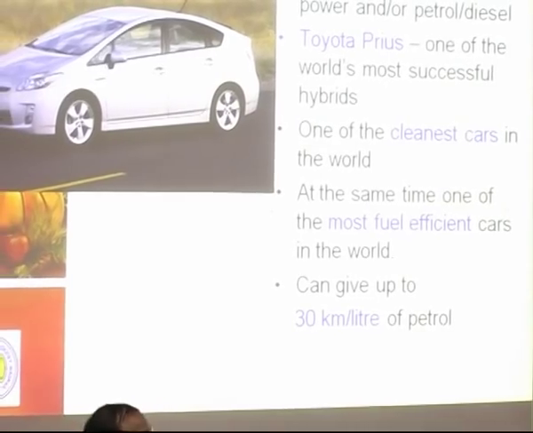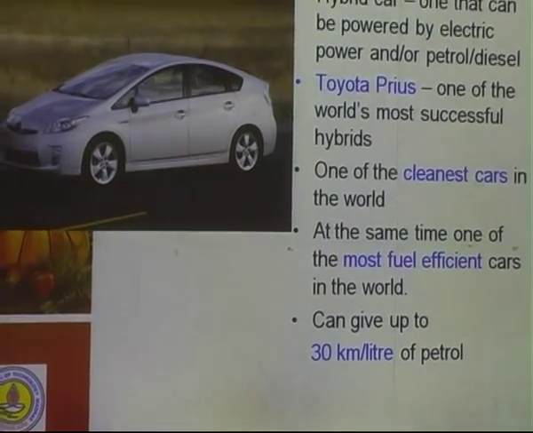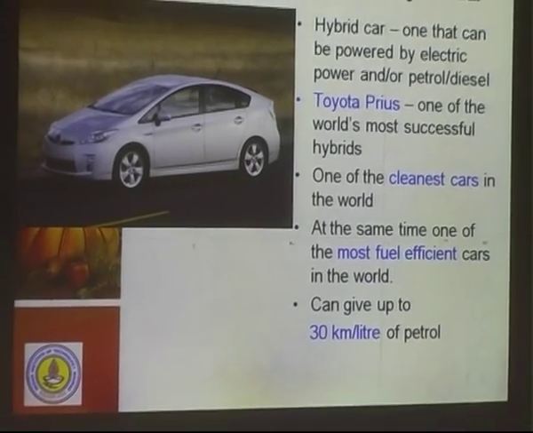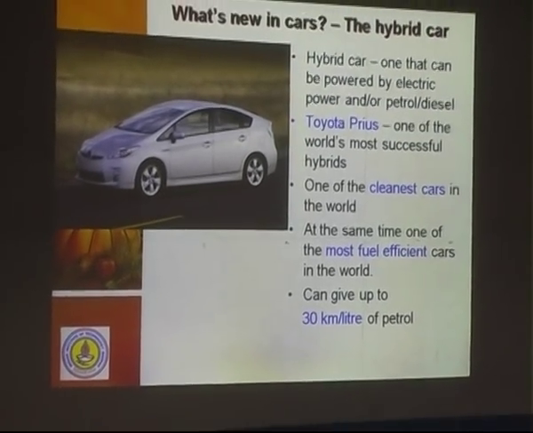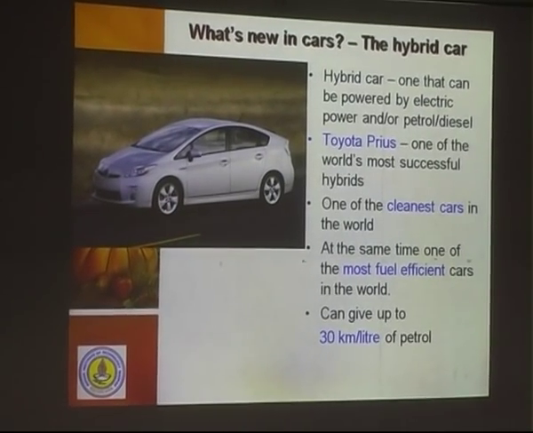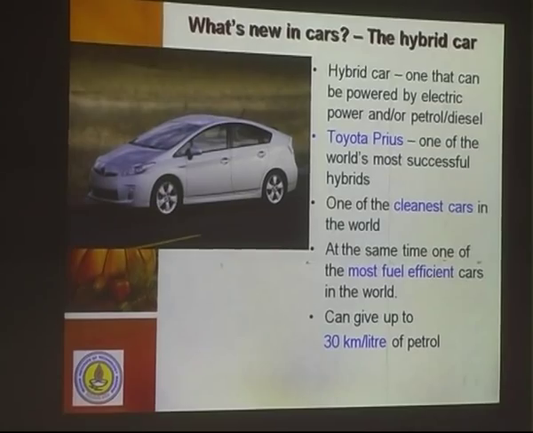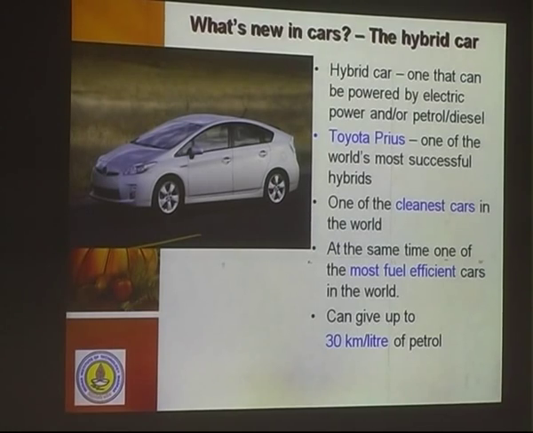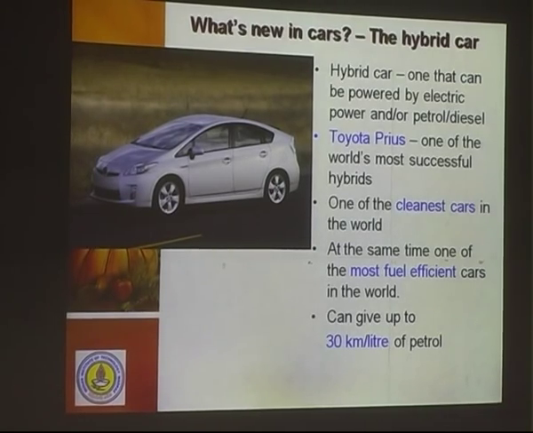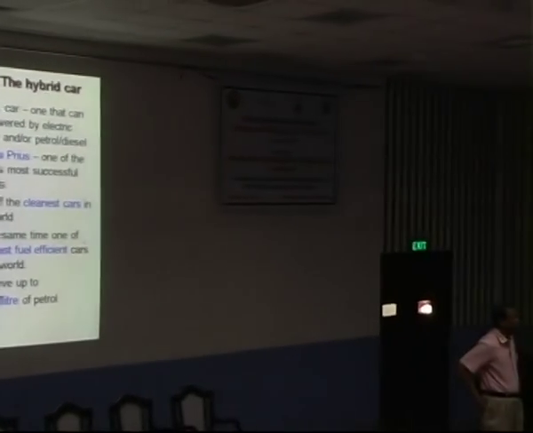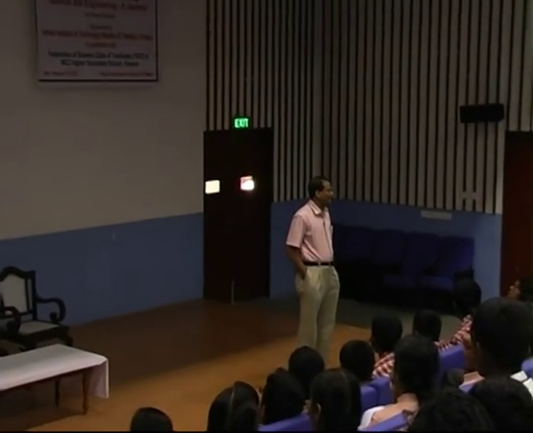Now, what's new in cars? This is the Toyota Prius. It's a hybrid car. Toyota Prius is available for sale even in India. It's very expensive, but. So, hybrid car is one that can be powered by electric power and petrol or diesel. It is one of the world's most successful cars. It is also one of the cleanest cars in the world. At the same time, one of the most fuel efficient. It can give you an incredible fuel efficiency of 30 kilometers per liter. Yeah, I think if it gives that, we should be happy. But that is only for crazy people, right?